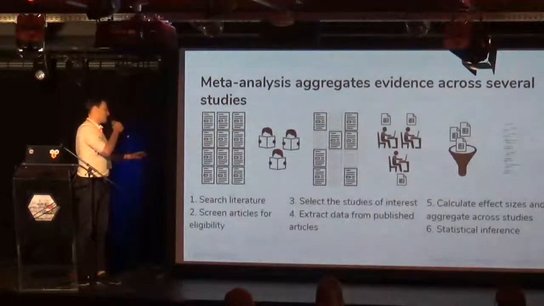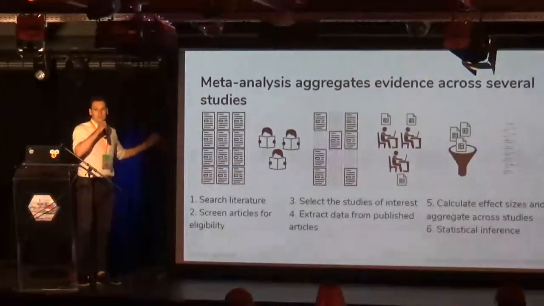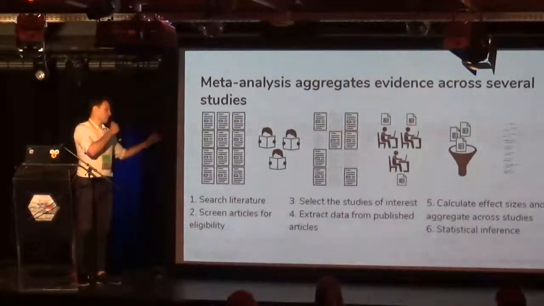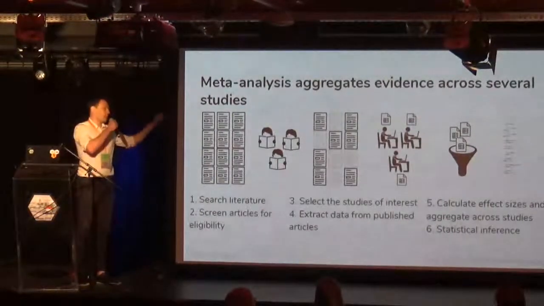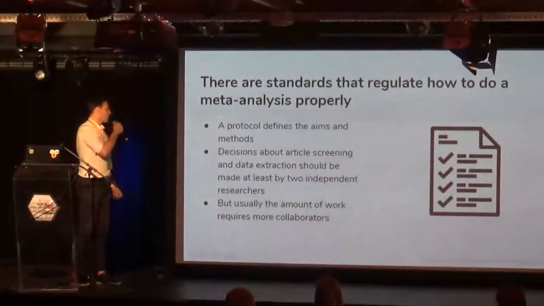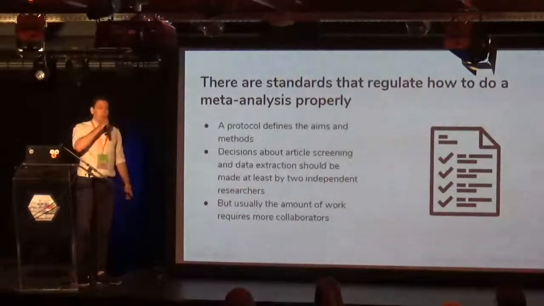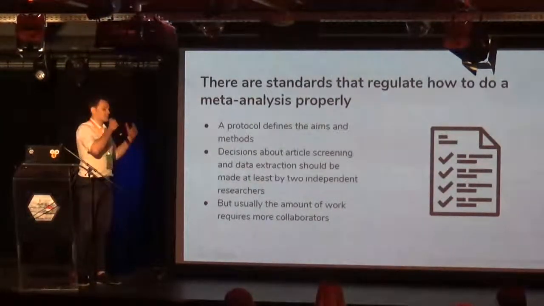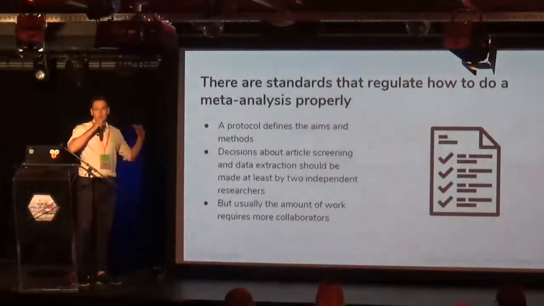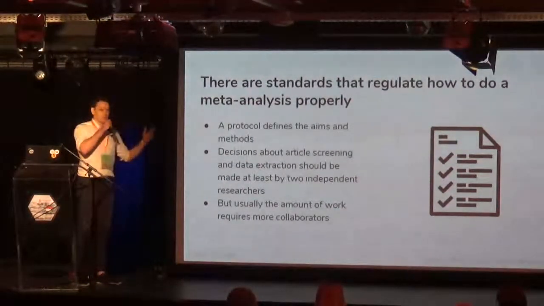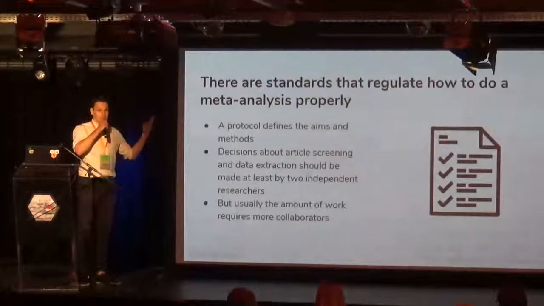And the way you would do this is to search for literature in your topic, then you screen the articles, extract the data from the articles, that would be done by humans, and you aggregate the findings. So it is a bit cumbersome because there is a lot of human work involved, especially because you have to make all decisions like in the screening and the data extraction by humans, and at least by 2 humans.